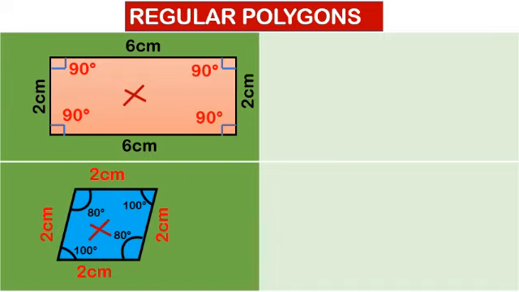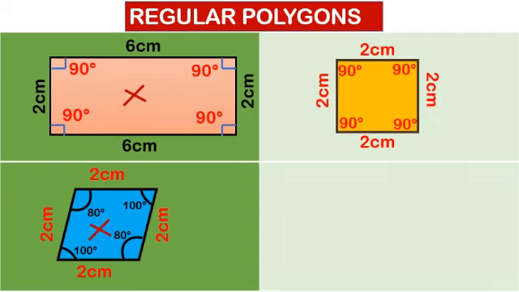Then you can tell me, children, which four-sided polygon has equal sides and equal angles. Yes, it is a square. We can say a square is a quadrilateral with equal sides and equal angles. So a square is a regular polygon.